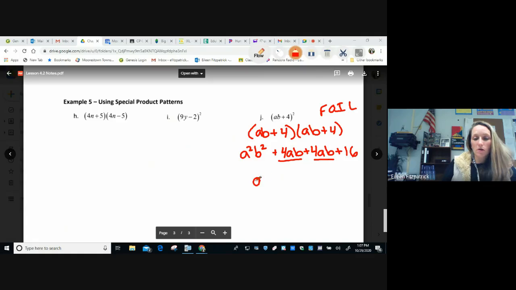Combine your like terms in the middle. So I have a squared b squared plus 8ab plus 16.